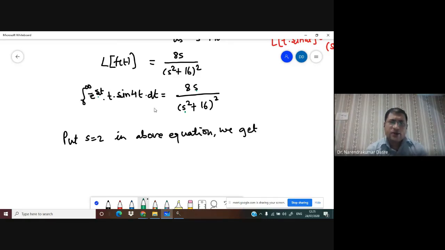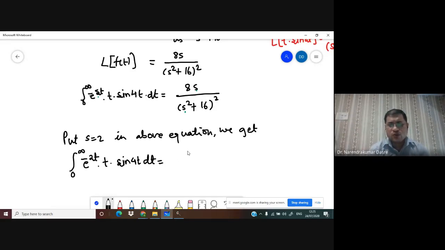You have to replace the value of s on both sides, because basically we are finding the integral. Our aim is to evaluate the integral, and Laplace transform is the tool that we are using. So we always have to write what we are finding. If I put s is equal to 2, then it will be the integral from 0 to infinity of e raised to minus 2t into t into sine of 4t dt.